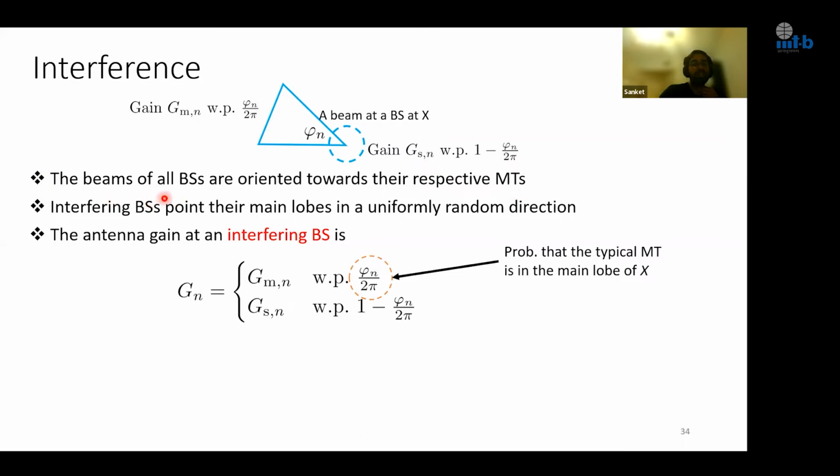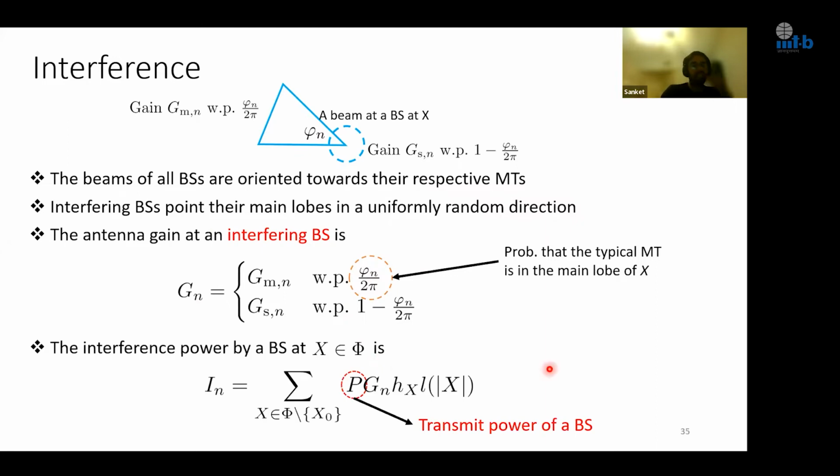This is due to the beams of all base stations being oriented towards their respective mobile terminals, which are lying in uniformly random directions. Right? So the antenna gain of the interfering base station to the user will be given by this expression. Okay, so Gn is the interfering base station gain with this probability. And then we can calculate the interference power by a base station located at location X, and sum over all the base stations to calculate the interference power at the user, which is given by this expression.